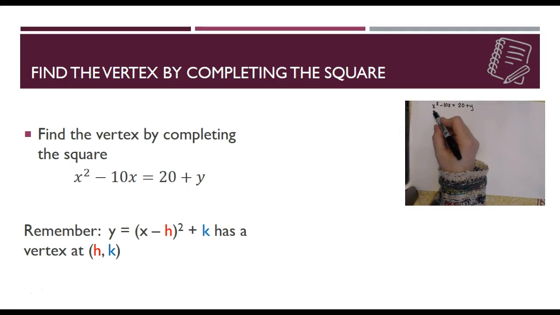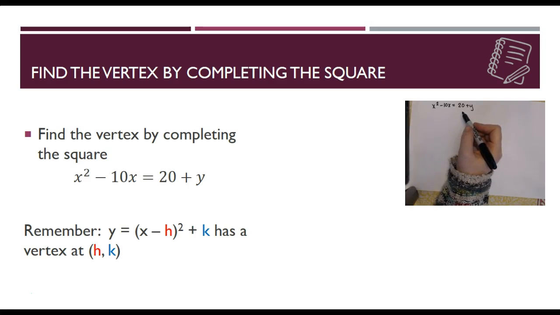So our problem starts off with x squared minus 10x equals 20 plus y. So in order to do that, you can see it's not really easily factorable. So I want to be able to make a perfect square on the other side, so I need to complete my square here. So on this side, I'm going to want to take this and find what number I could add to both sides to be able to factor this to a perfect square, or to a binomial squared.